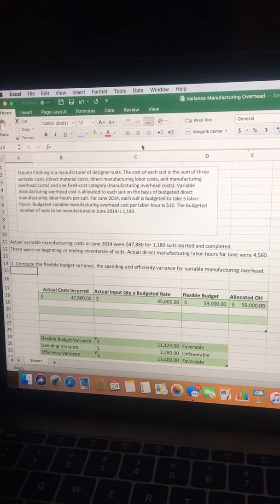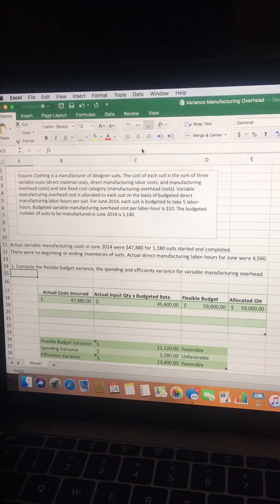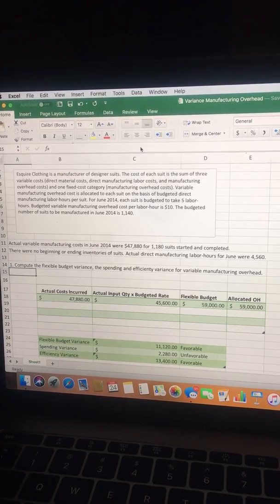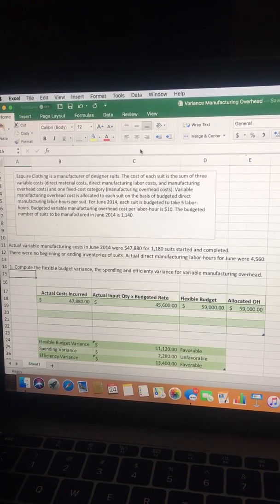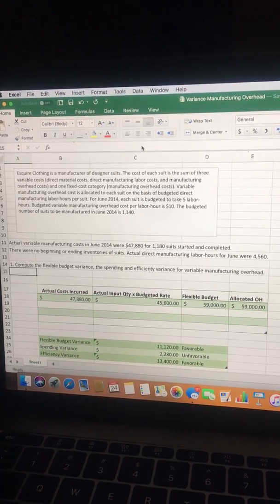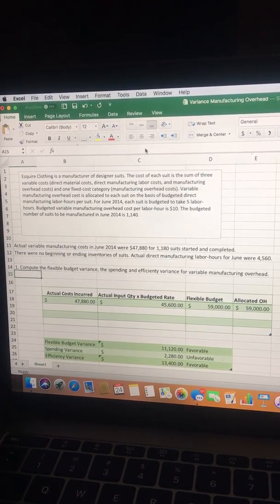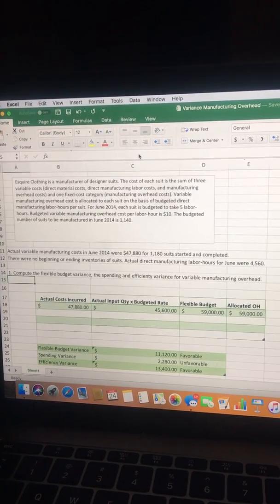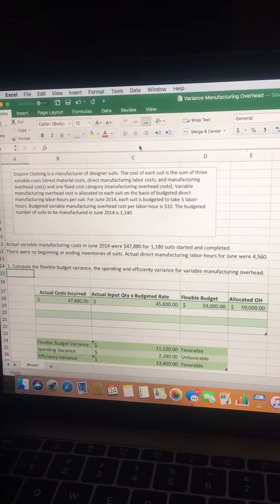Variable manufacturing overhead cost is allocated to each suit on the basis of budgeted direct manufacturing labor hours per suit. For June 2014, each suit is budgeted to take only 5 labor hours. Budgeted variable manufacturing overhead costs per labor hour is $10. The budgeted number of suits to be manufactured in June of 2014 are 1,140.